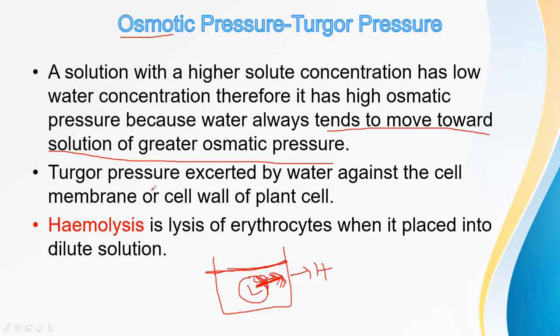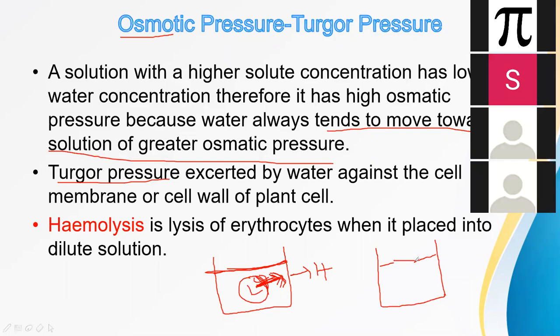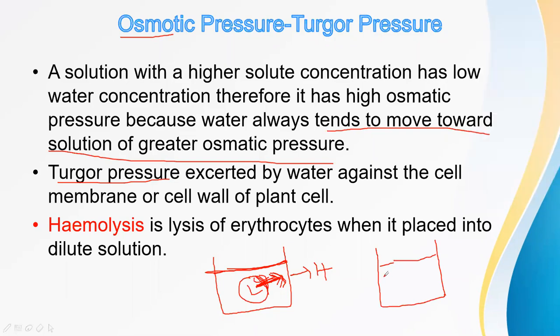And the second one is turgor pressure. This turgor pressure is exerted by water against the cell membrane or cell wall of the plant cell. Let me give an example. This is a beaker or a cup. In this cup, the solution is low concentration. So when I drop a cell, the cytoplasm of the cell has high concentration.